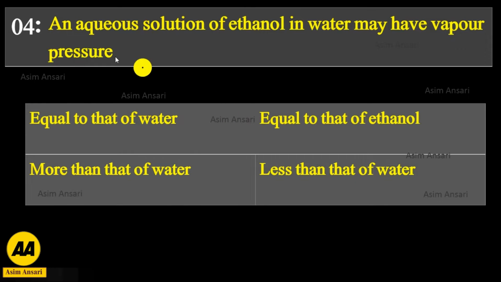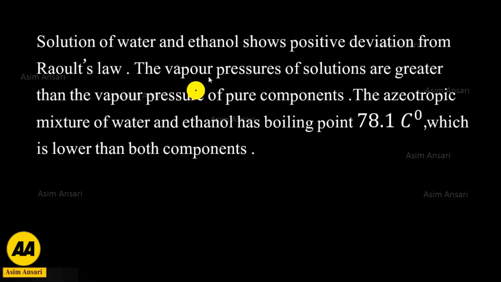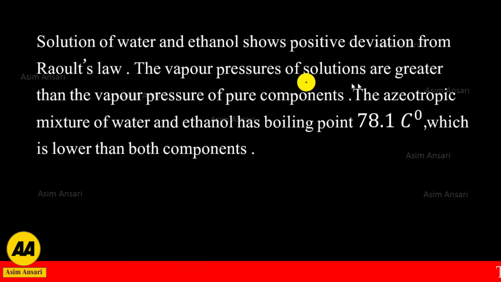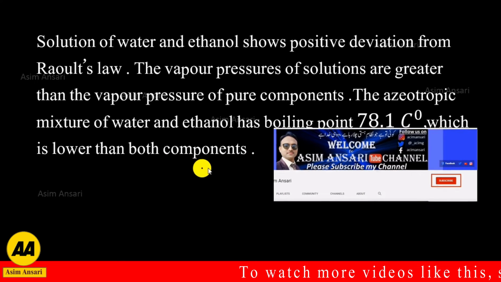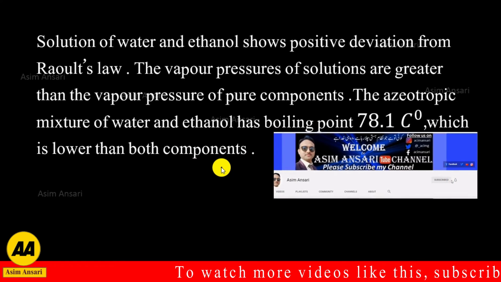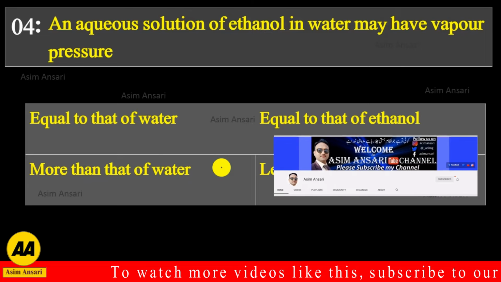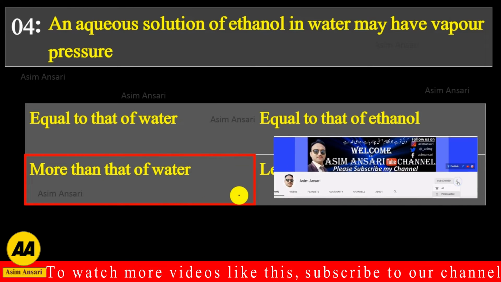The next MCQ: an aqueous solution of ethanol in water may have vapor pressure equal to that of water, equal to that of ethanol, more than that of water, less than that of water. The solution of water and ethanol shows positive deviation from Raoult's law. The vapor pressure of the solution is greater than the vapor pressure of pure components. Azeotropic mixture of water and ethanol has boiling point 78.1 degree centigrade, which is lower than both components, meaning water and ethanol. So the exact answer is more than that of water.